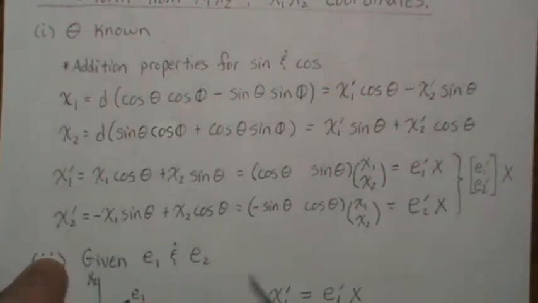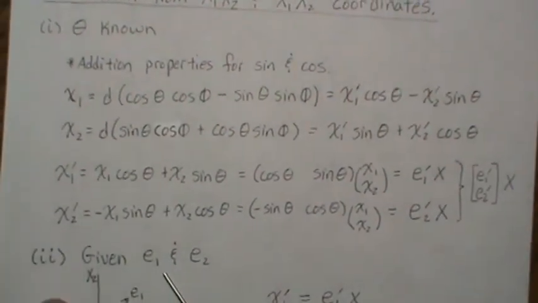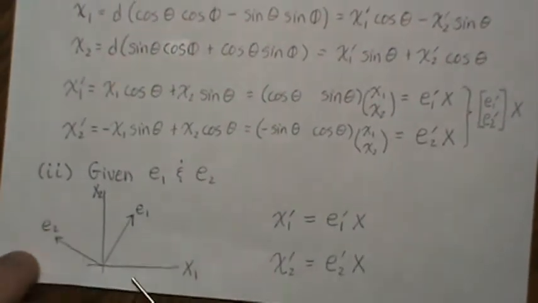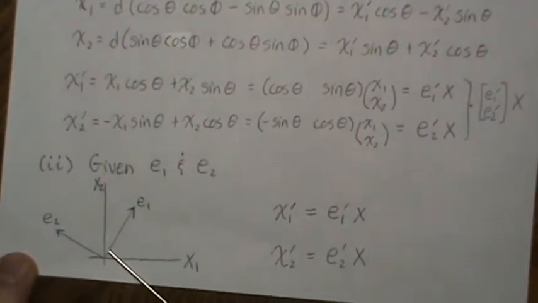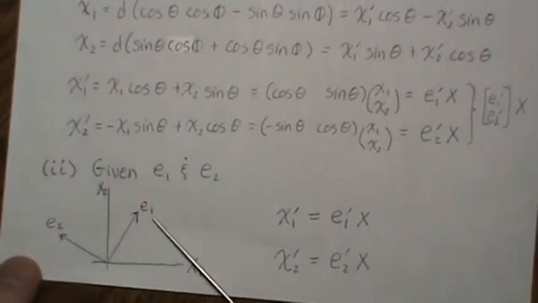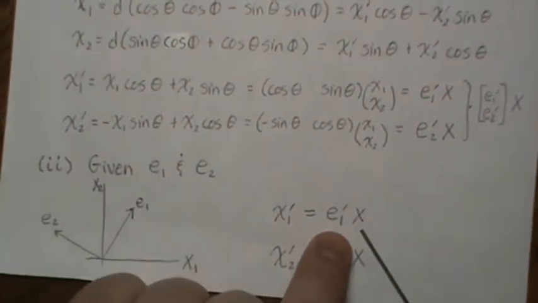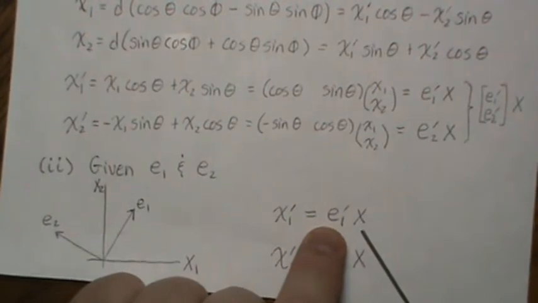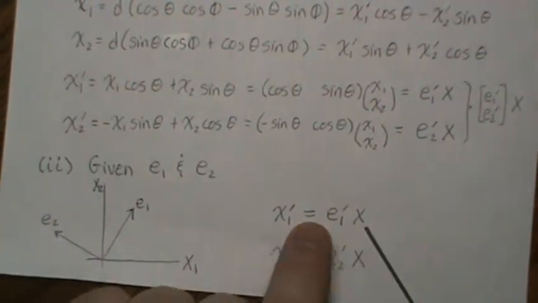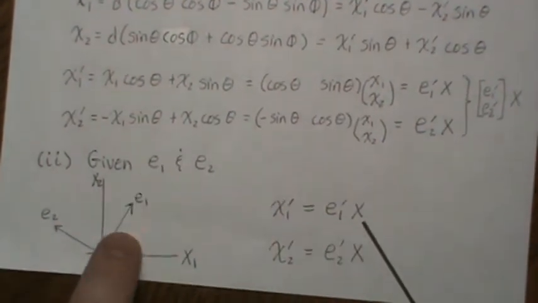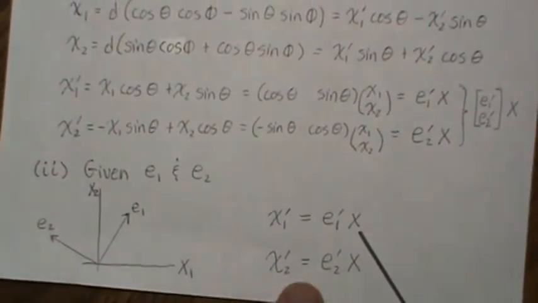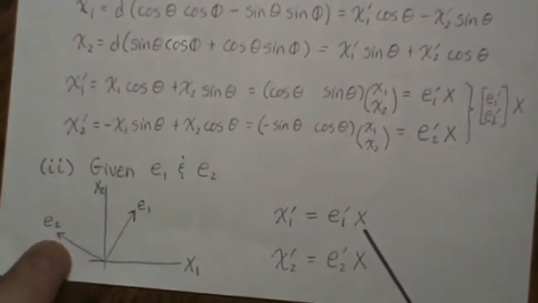get the coordinates. But if you're just flat out given E1 and E2, the rotated axes here and here, how do you find these axes? Well, you take E1 times X. So this is a vector, transpose vector, and this is a vector. And then that gets you this axis. And the same way here, that gets you this axis.